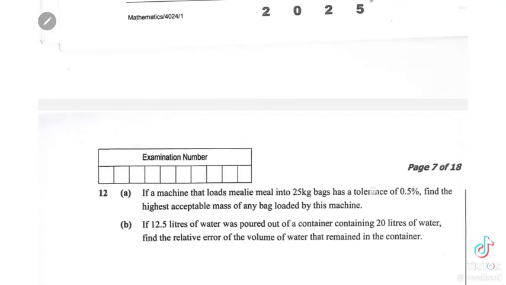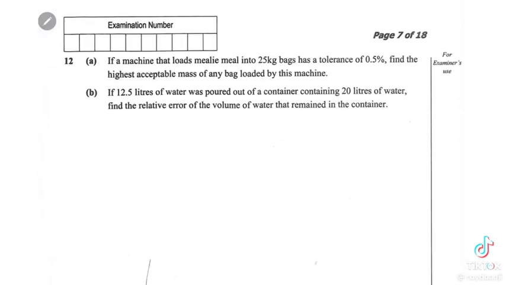Okay, so that is done. Okay, so let us look at question 12 now. For question 12, question A reads, a machine that loads mini meal into 25 bags has a tolerance of 0.5%. Find the highest acceptable mass of any bag loaded by the machine. So here, in other words, we are finding the upper bound or the maximum value.